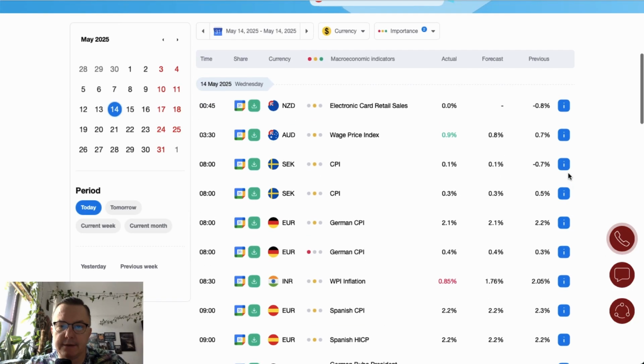Overnight data looks very poor. Electronic card retail sales in New Zealand at 0%. Wage price index at 0.9% beats the expectations slightly in Australia. We are waiting for the CPI data, and today is the CPI day.